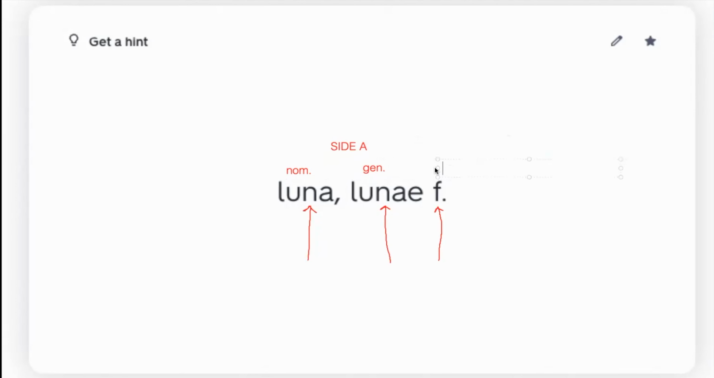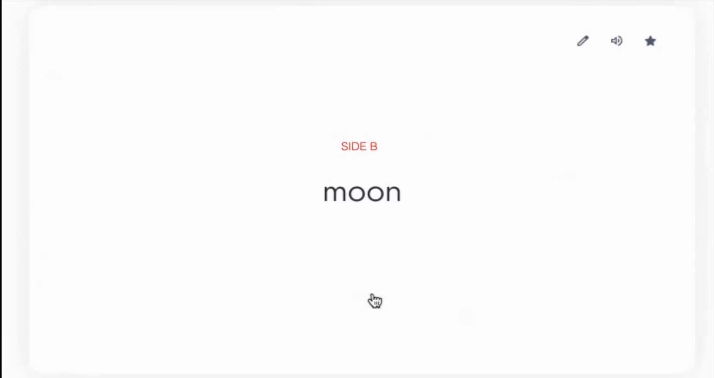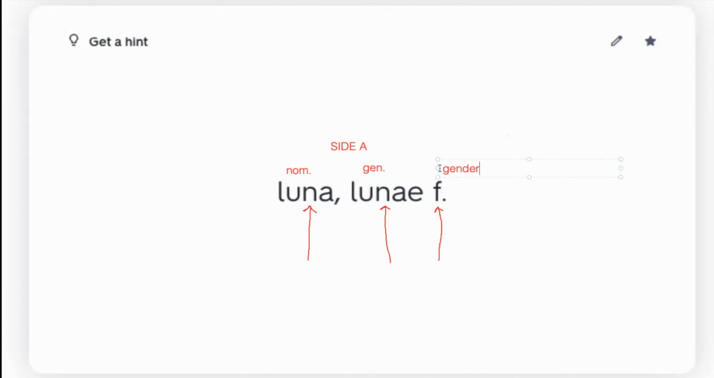A very, very important thing to note is that you must study your flashcards using both sides. I know that sounds kind of weird, but what I mean is sometimes you need to look at the Latin and test yourself on the English meaning. Other times you need to look at the English and test yourself on the entire dictionary entry of the Latin noun. So that means you would look at moon and try to remember that moon in Latin is luna lunae, feminine.